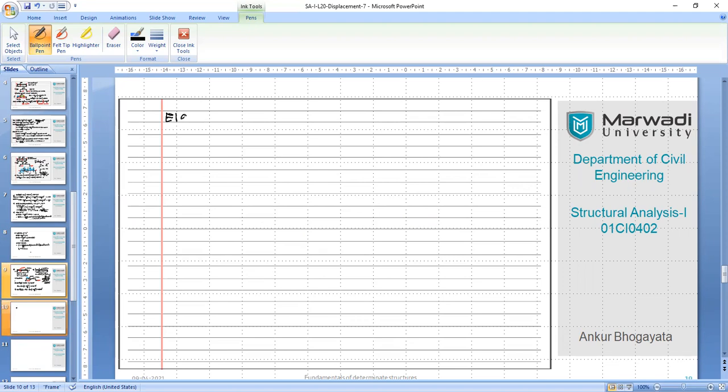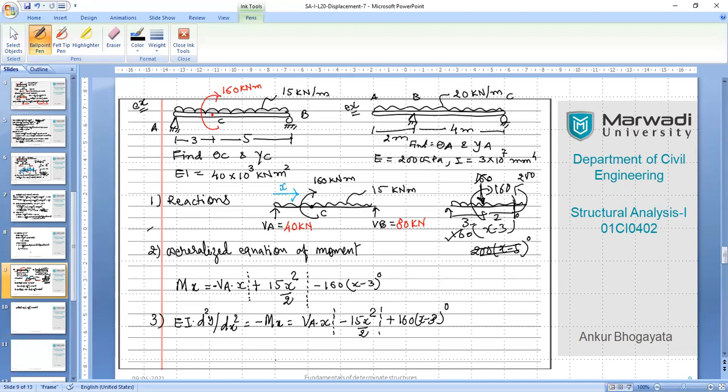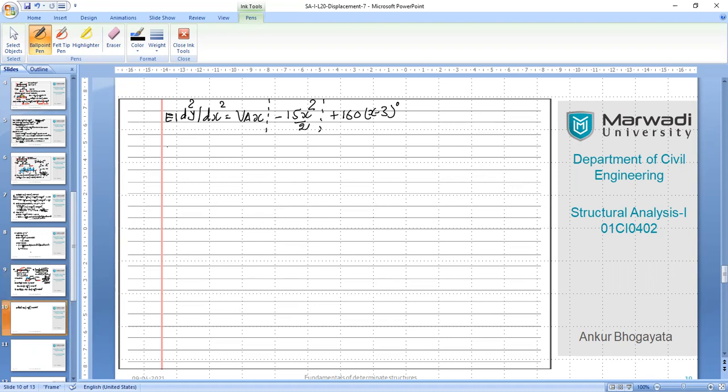Let me rewrite the equation here. d square y upon dx square equals VA into x, then minus 15 x square by 2, then plus 160 into x minus 3 raised to 0. Let's confirm once. VA x minus 15 x square plus 160 x minus 3. Is it okay? So now let's go to the third step, and the slope equation will be developed first out of this equation.